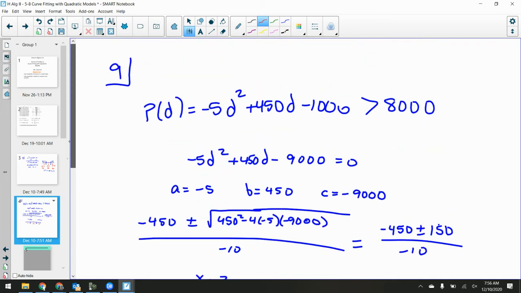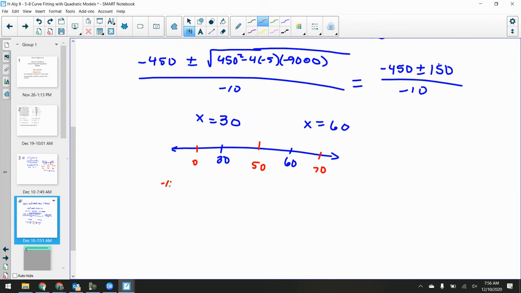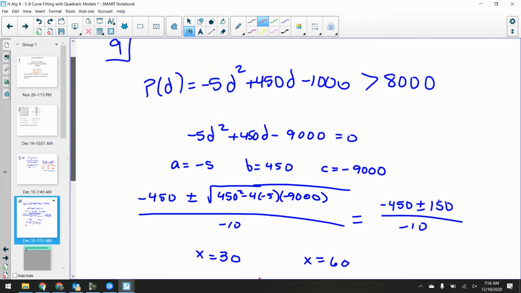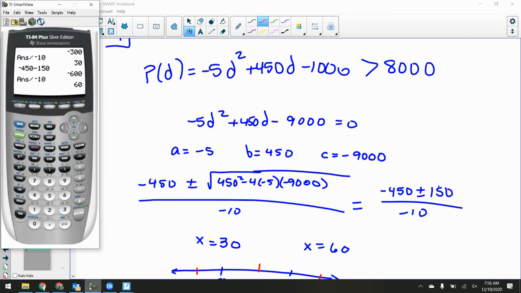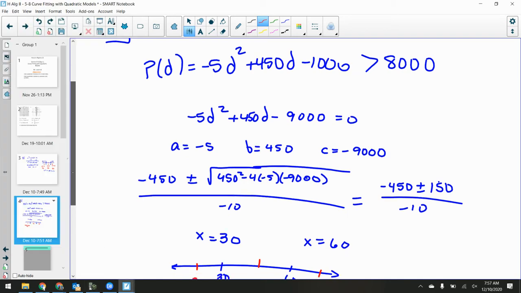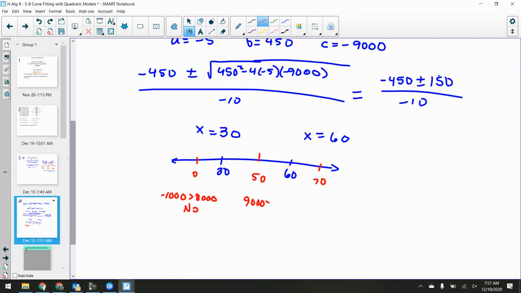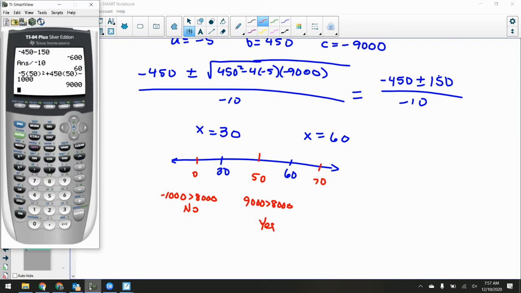Okay. If I plug in 0, I'm going to get negative 1,000 is greater than 8,000, which is not the case. If I plug in 50, that's going to give me negative 5 times 50 squared plus 450 times 50 minus 1,000. So 9,000 is greater than 8,000, which is a yes. And then I plug in 70.